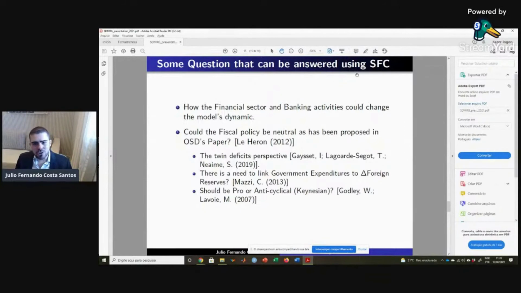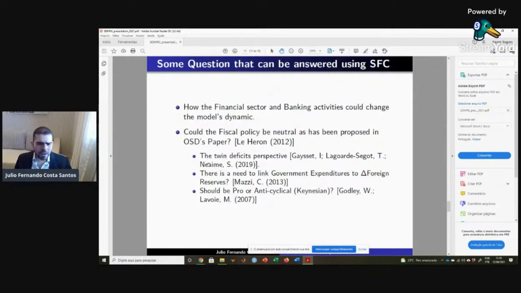Some questions that could be answered using SFC. How could the financial sector and the banking activities change the model's dynamics? This is a very important question to us. Another point: could fiscal policy be neutral, as proposed by the seminal paper? In the SFC literature, we have some answers, such as those proposed by Lejeron in 2012, saying that this is not what we usually know about the long run, disregarding the interactions of fiscal policy in the short run. So I think this opened a new agenda, a new avenue to explore the short-run interactions between fiscal policy and monetary policy and the model properties, okay?